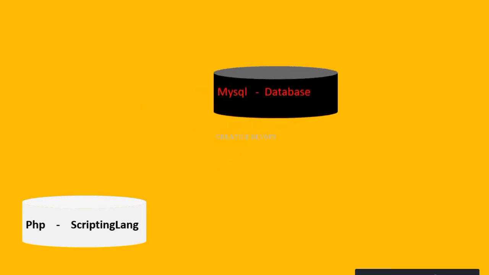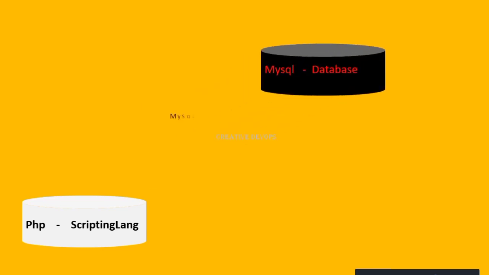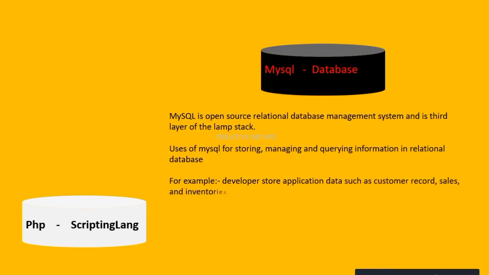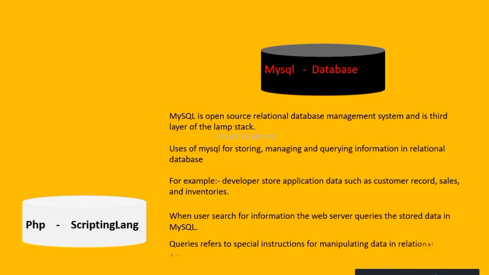Next is the MySQL database. MySQL is an open source relational database management system and is the third layer of the LAMP stack. It is used for storing, managing, and querying information in relational databases. For example, developers store application data such as customer records, sales, and inventories. When a user searches for information, the web server queries the stored data in MySQL. Queries refer to special instructions for manipulating data in a relational database.